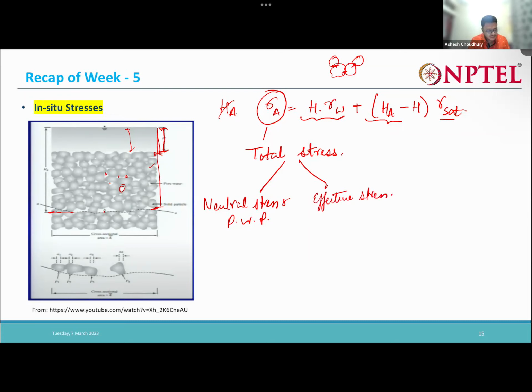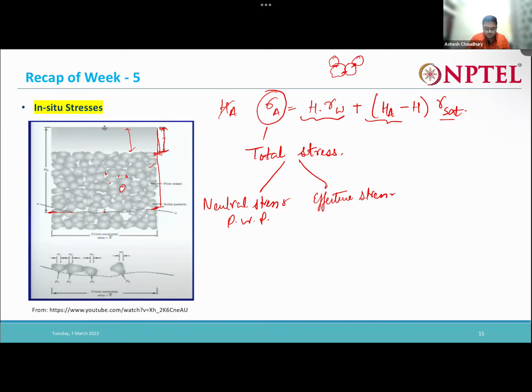stress. So there are two parts of the total stress. One is my total stress, another one is my neutral stress, another is my effective stress. Okay, so these are the two components.